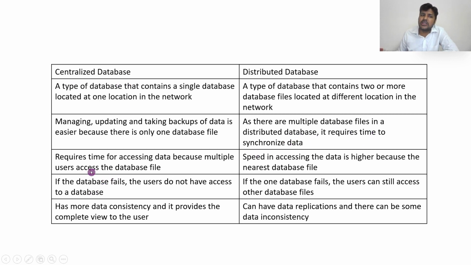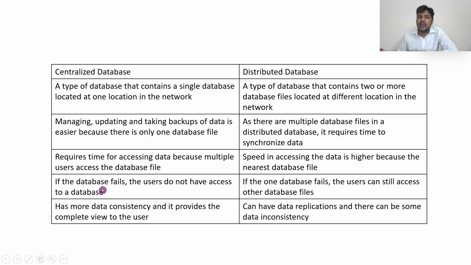But when it comes to a centralized database, all the sites access only one database, so of course the speed will be less. But here, every site has its own database, so the access will be fast. If one server is busy, it can go and connect to another one, right?